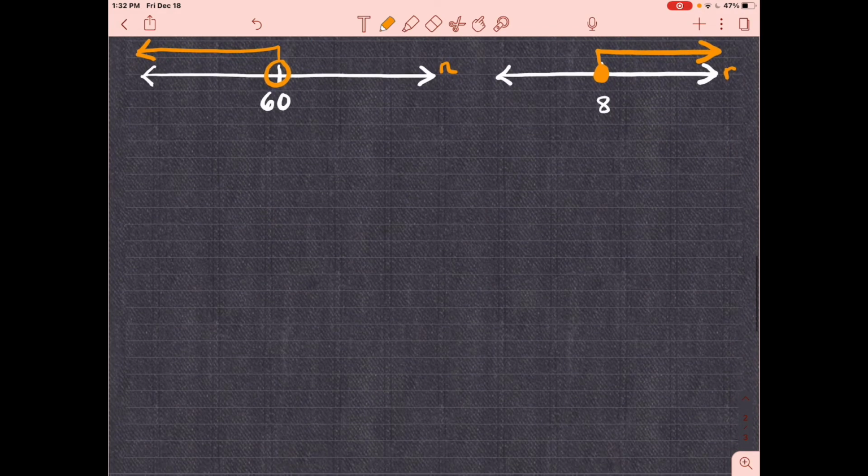All right, number 4 says negative C over 6 is greater than or equal to 7. So in order to get rid of this divided by 6, I'm going to times by 6. It's negative 6, so I'm going to times by negative 6.